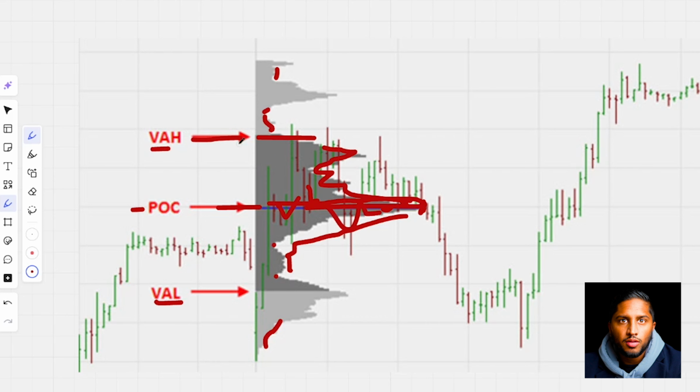This is the top of the 70%. It acts as resistance. Price often struggles to break above this level without strong momentum.